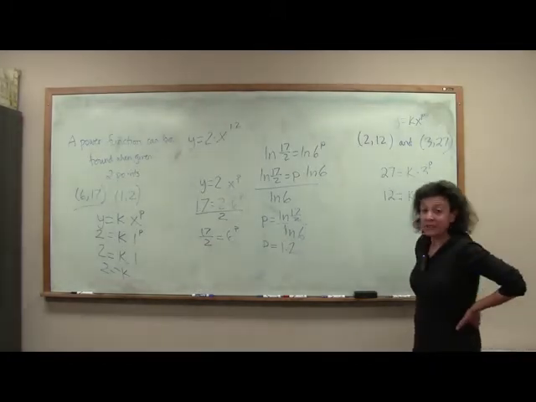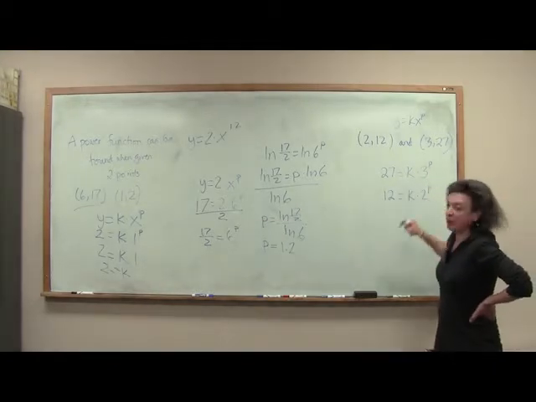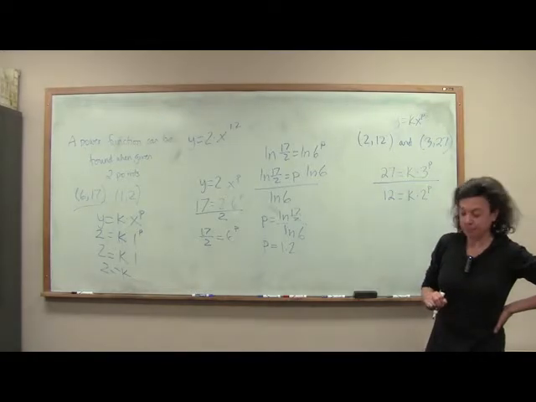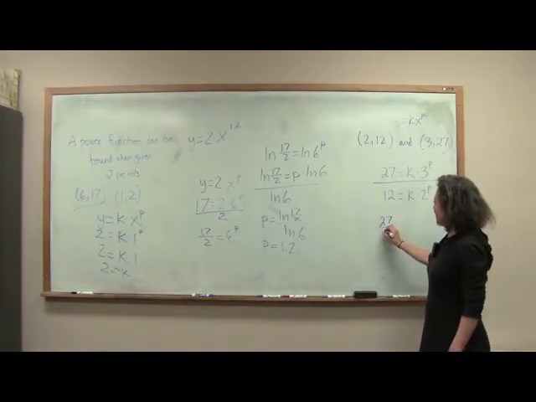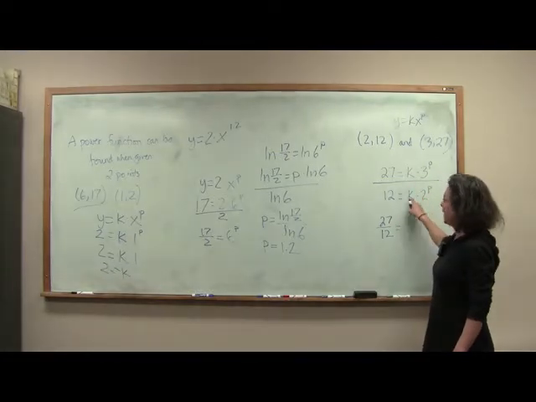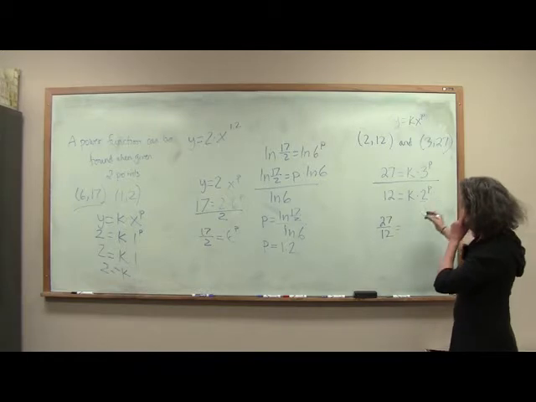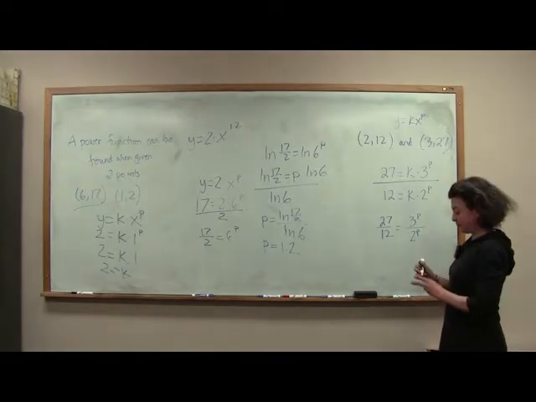Now, what have we done in the past? Notice we've got k's, we've got p's. Remember how we would look at the ratio of these? If we do that, I have 27 over 12. What happens to my k's? They cancel. And then don't I have equals 3 to the p power over 2 to the p power?